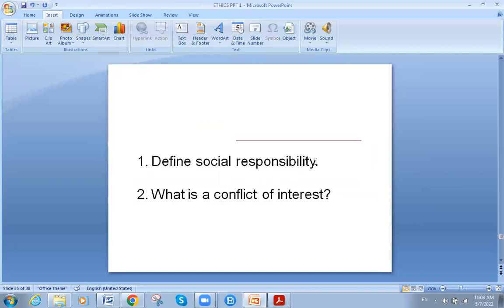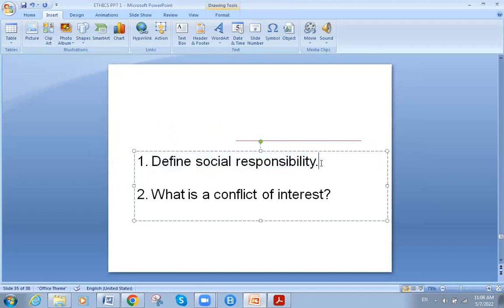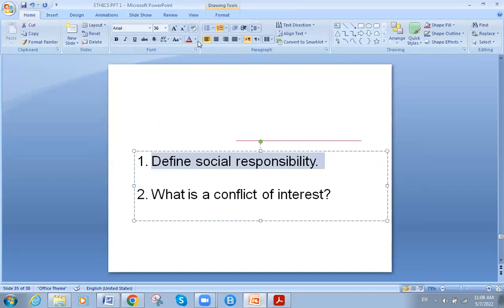Okay, so I have two questions now. Define social responsibility is our first question here. And the second question is, what is the conflict of interest? Let me remind you, the conflict of interest means that you have two positive objects or two positive goals, and you are confused between them, which goal you will practice, which one you will choose, and which one you will leave.